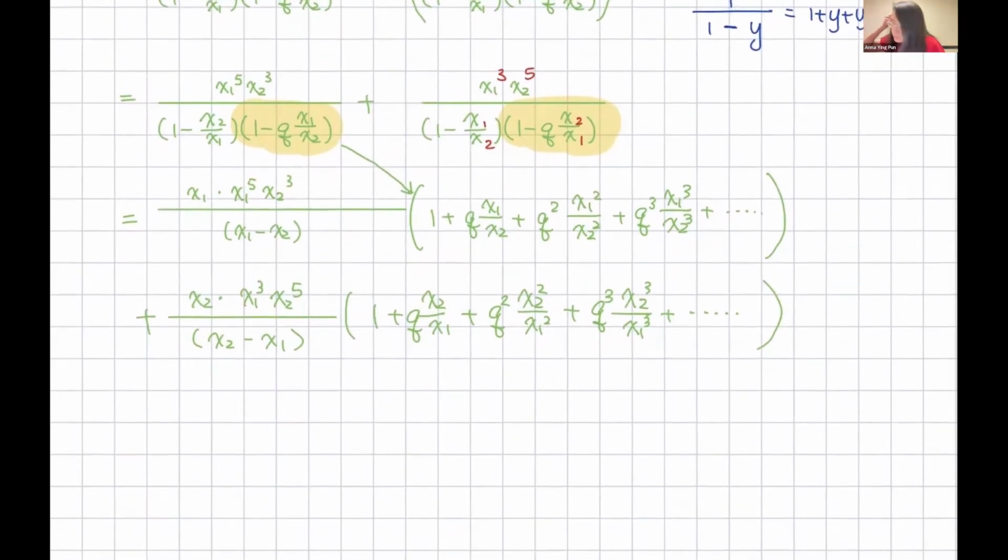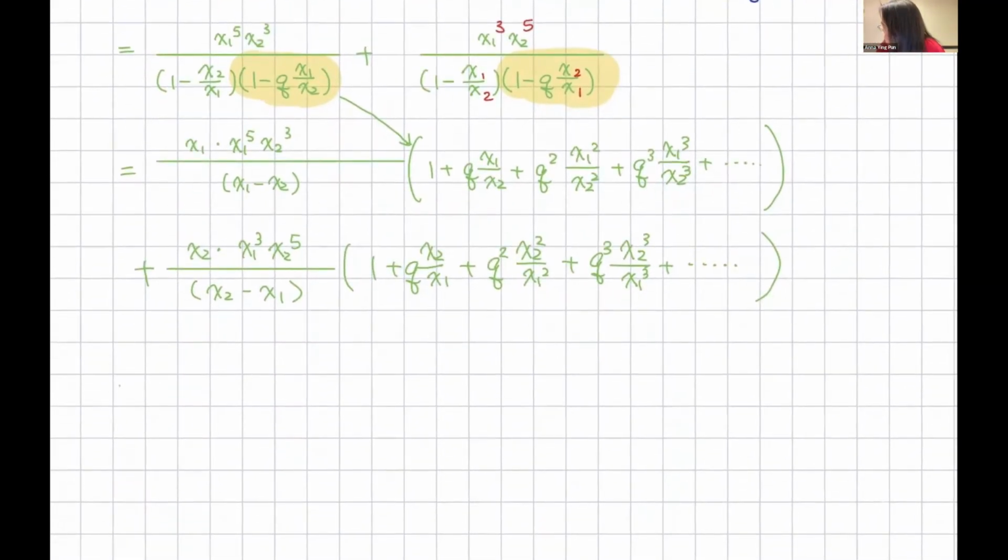All right, so let's simplify this. Every term here, let's see. This guy is just x1 to the 6, x2 cubed, right? This guy is just x1 cubed x2 to the 6. So both of them have x1 cubed x2 cubed, so we can take it out. And both of them have the denominator x1 minus x2, just differing by sign, so we can take all these out. So take out x1 cubed x2 cubed over x1 minus x2.